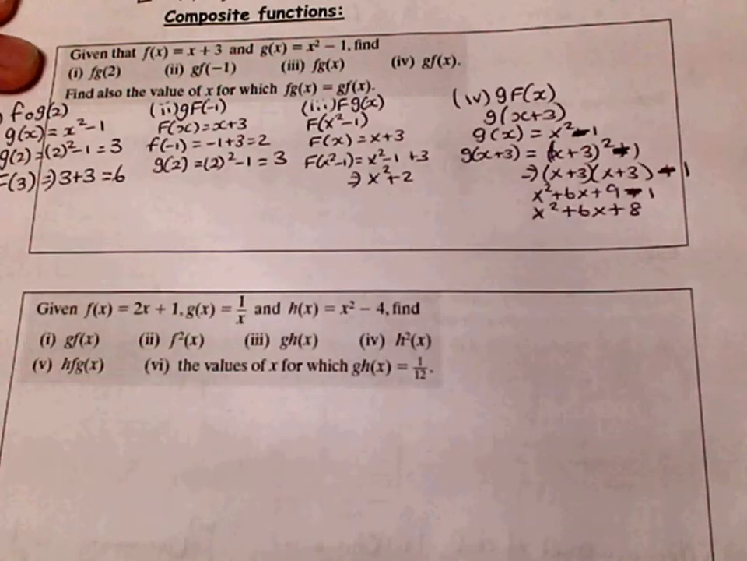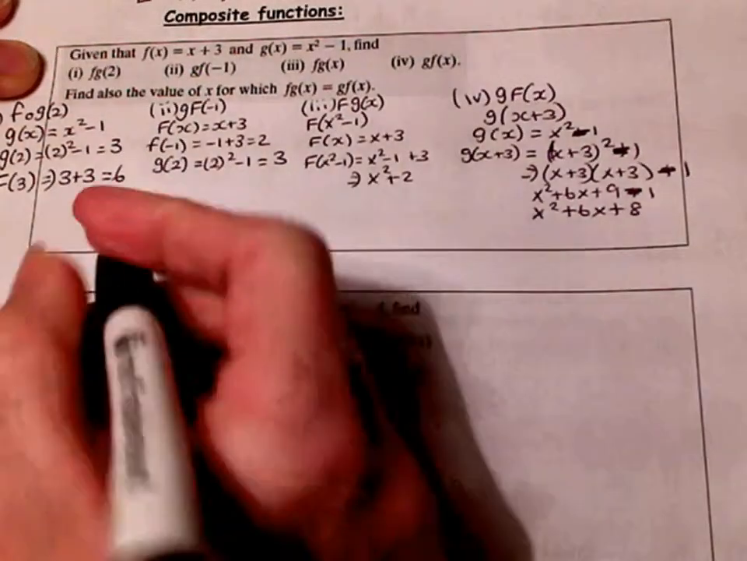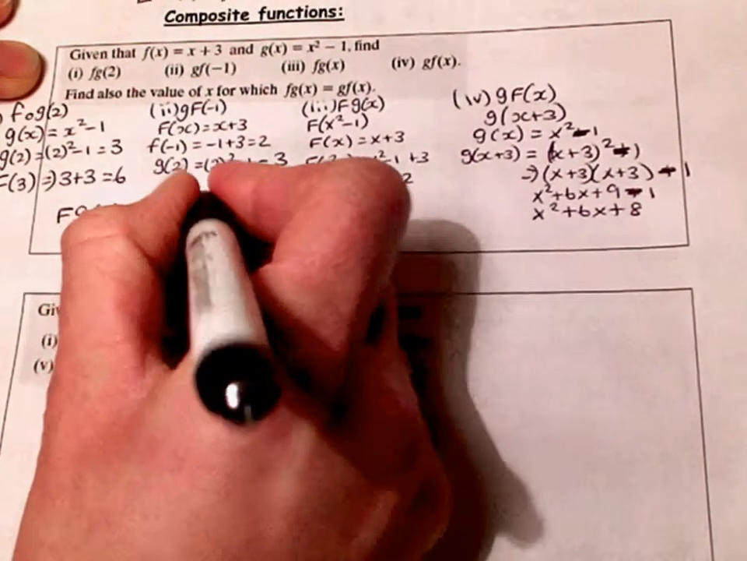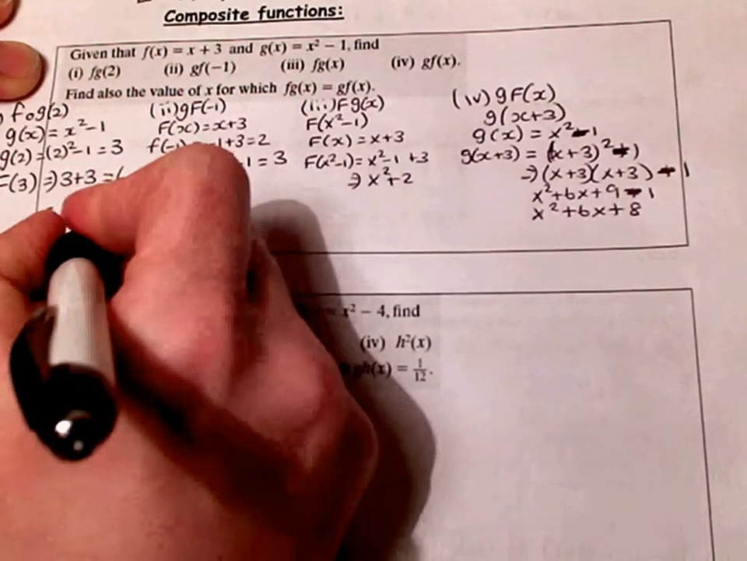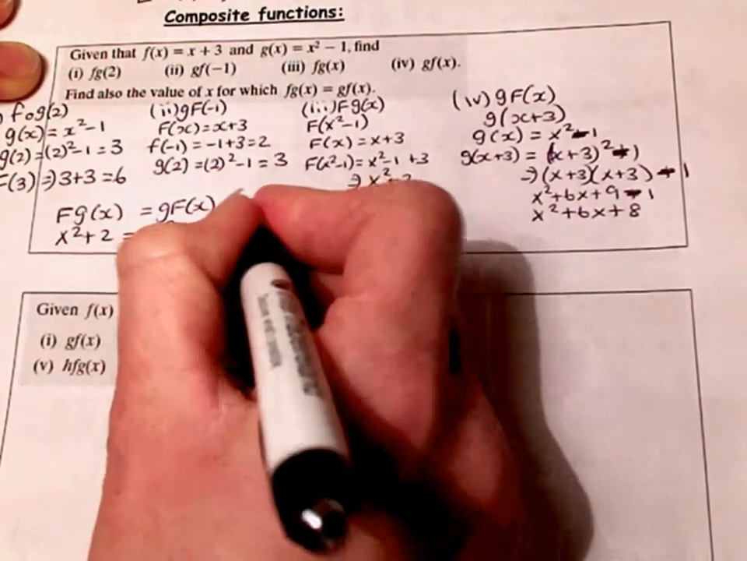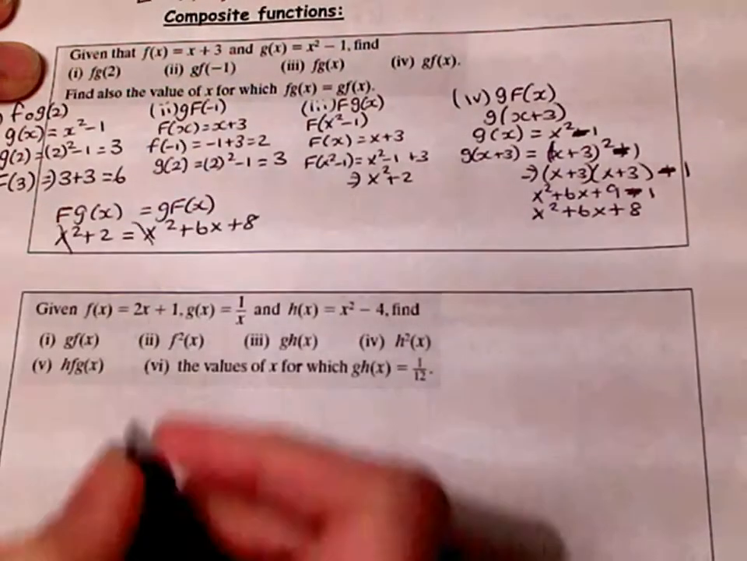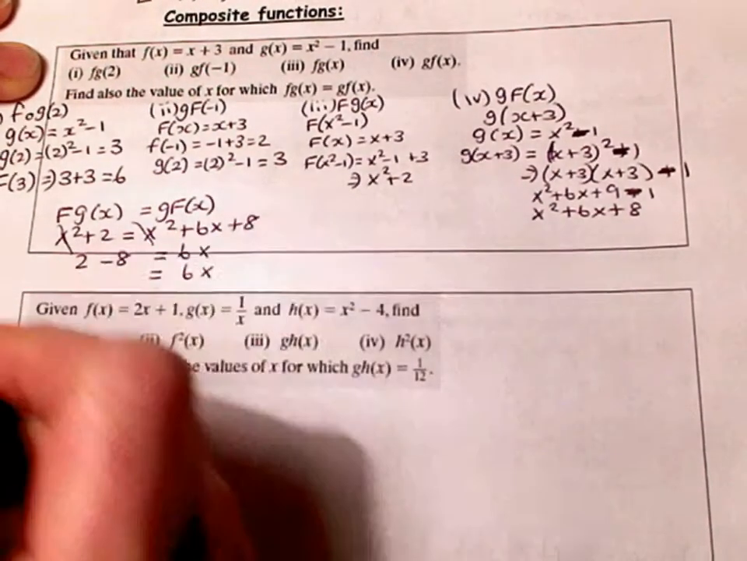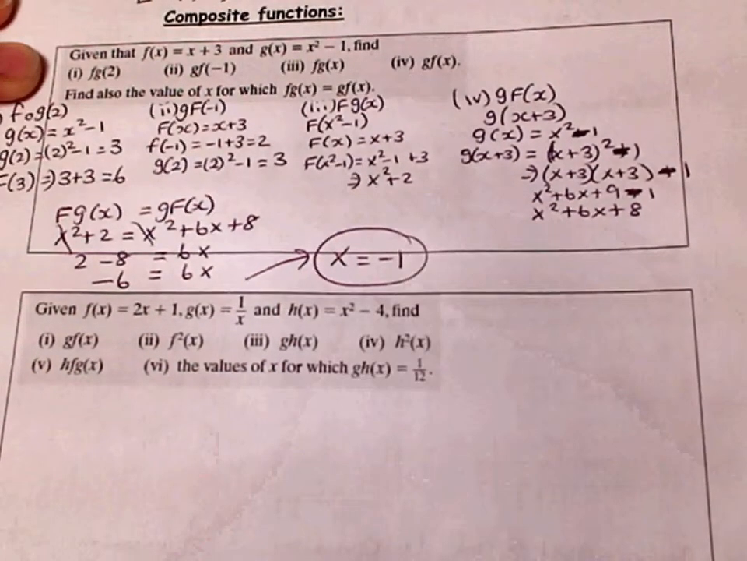Now the question asks us to find also the value of x for which f of g of x equals g of f of x. Very simply, f of g of x equals g of f of x. We know f of g of x is x squared plus 2, and we let it equal g of f of x, which is x squared plus 6x plus 8. You can see the x squareds are going to cancel. So we have 6x is equal to 2 minus 8. So 6x is equal to minus 6, and that gives us a value of x equal to minus 1.